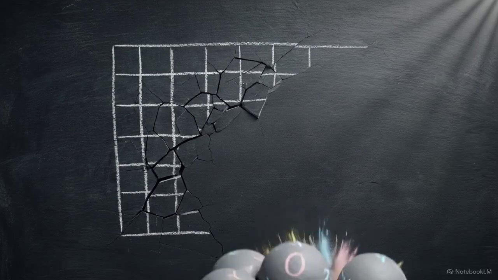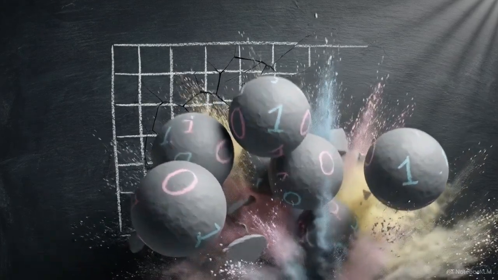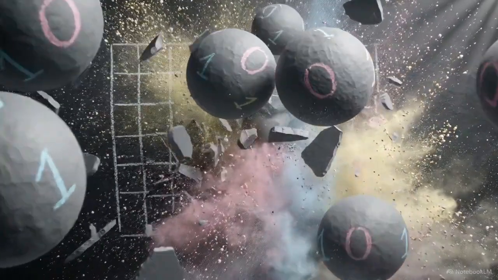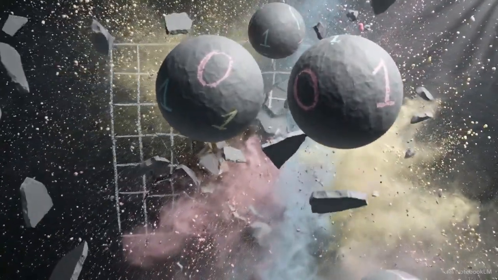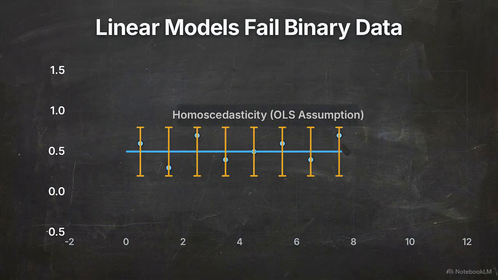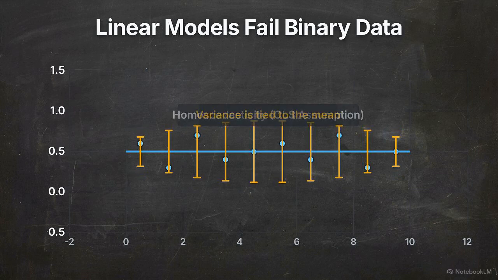When analyzing binary clinical outcomes or bounded count data, applying classical ordinary least squares regression guarantees structural failure. The math physically breaks down. The first point of failure is variance. OLS assumes homoscedasticity, a constant variance across all predictions. But for binary data, variance is inherently tied to the mean. A probability near 0 or 1 has a much tighter variance than a probability near 50%.